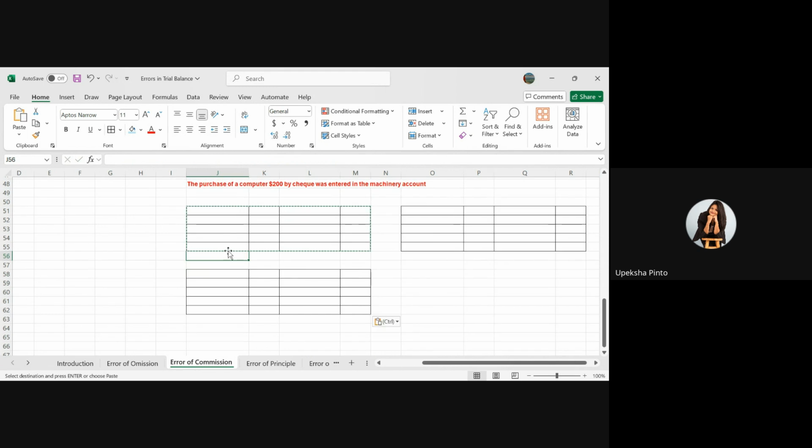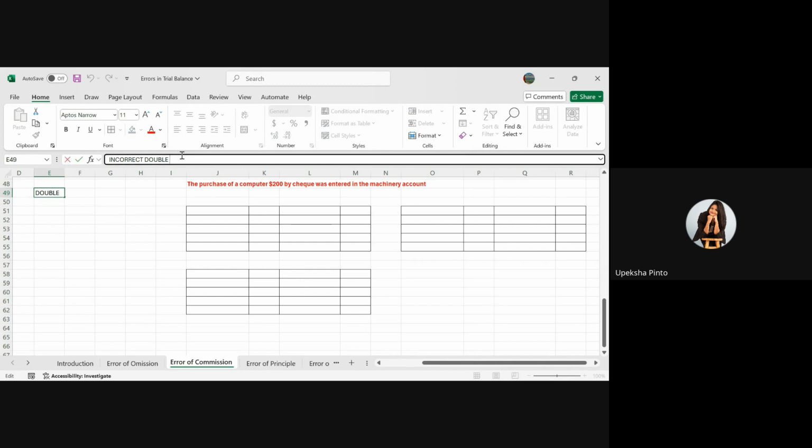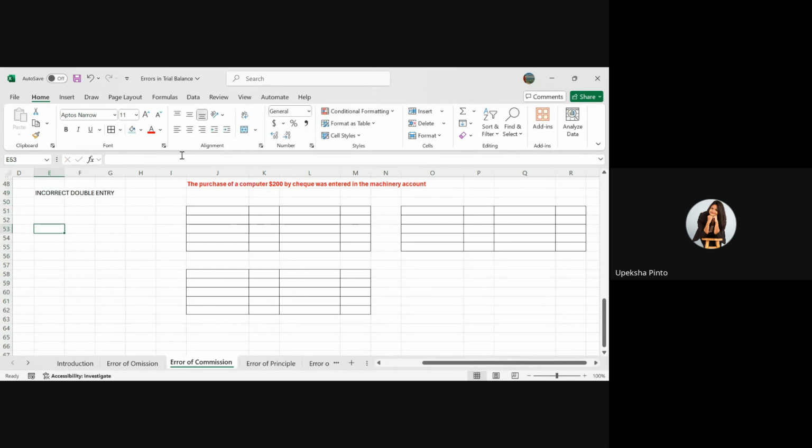Okay, so purchase of a computer, $200 by check, was entered in the machinery account. So we'll first write the incorrect double entry, right? And then we have the correct double entry, incorrect double entry, and the correct double entry, right? So incorrect double entry is what? The correct double entry is what? First, we'll write the correct one.